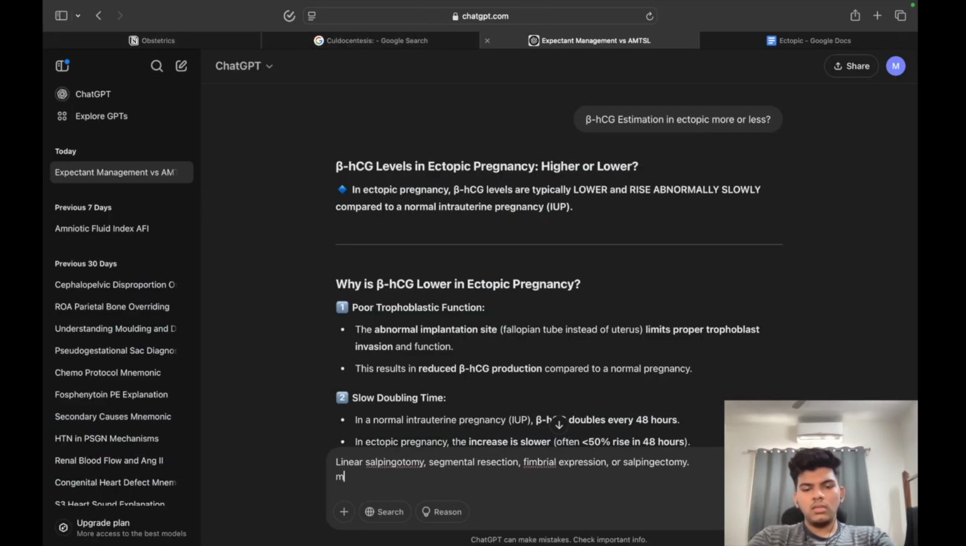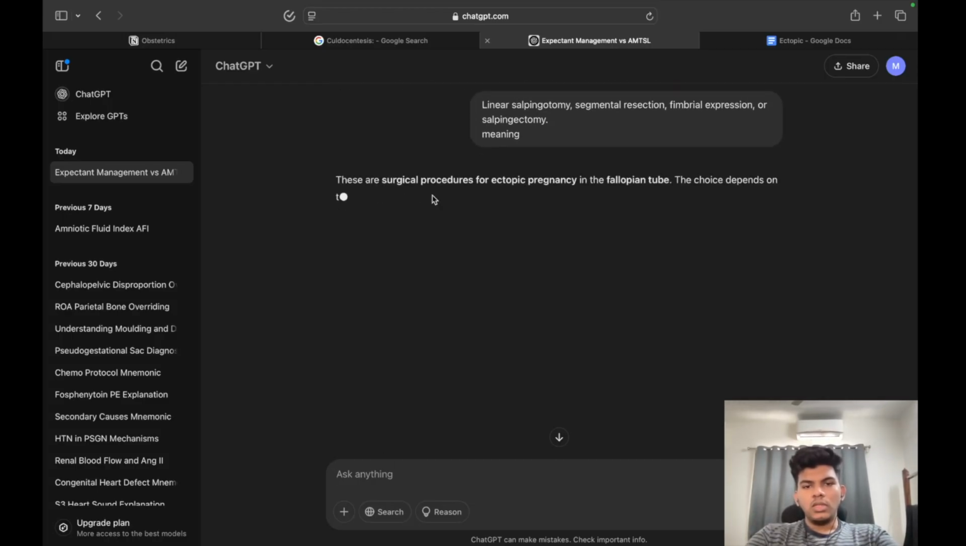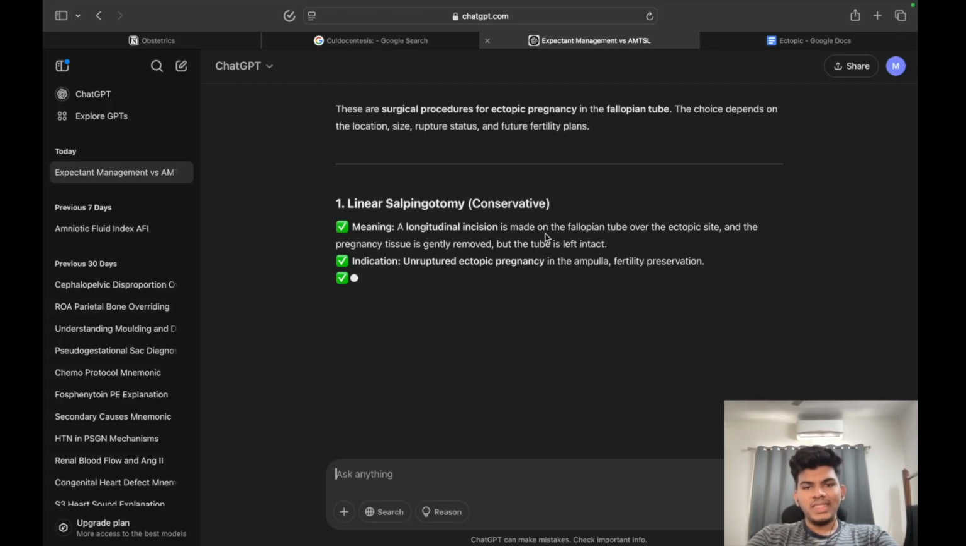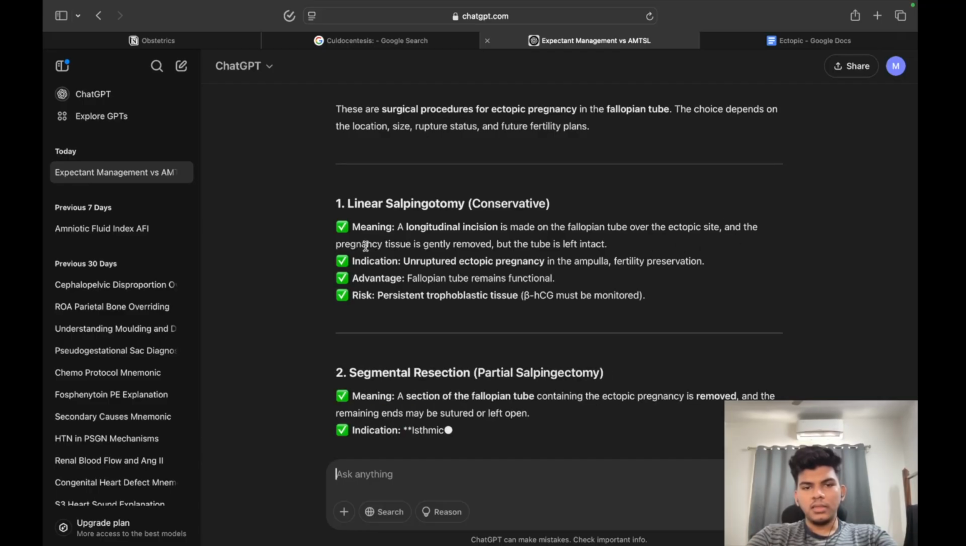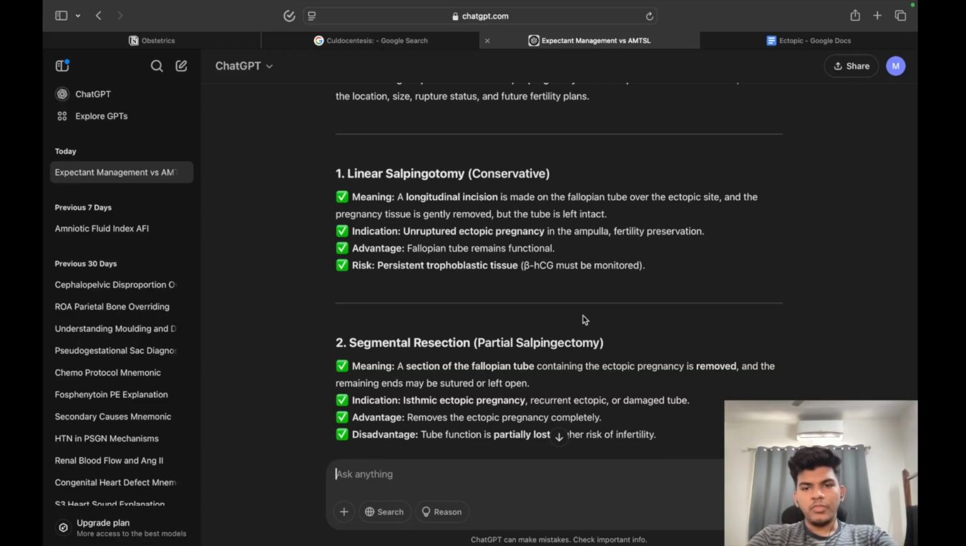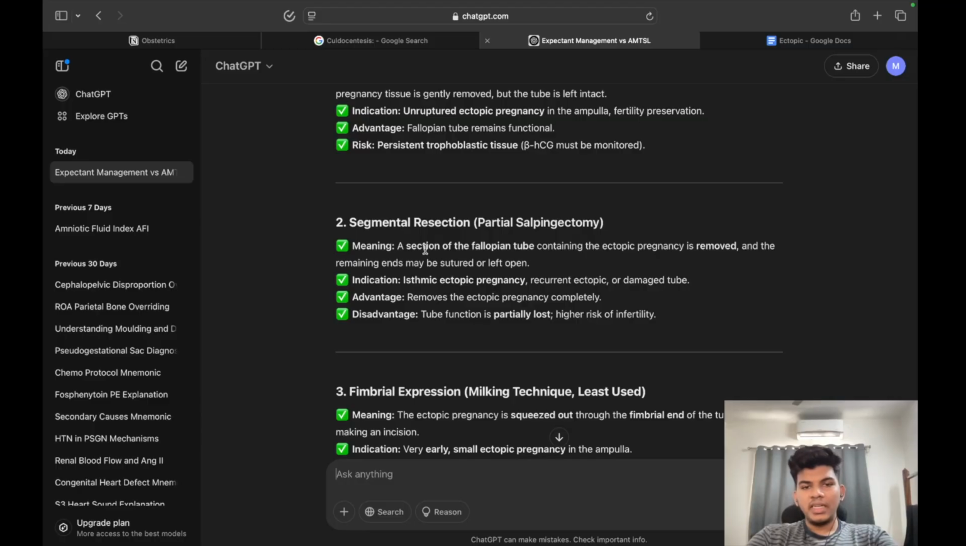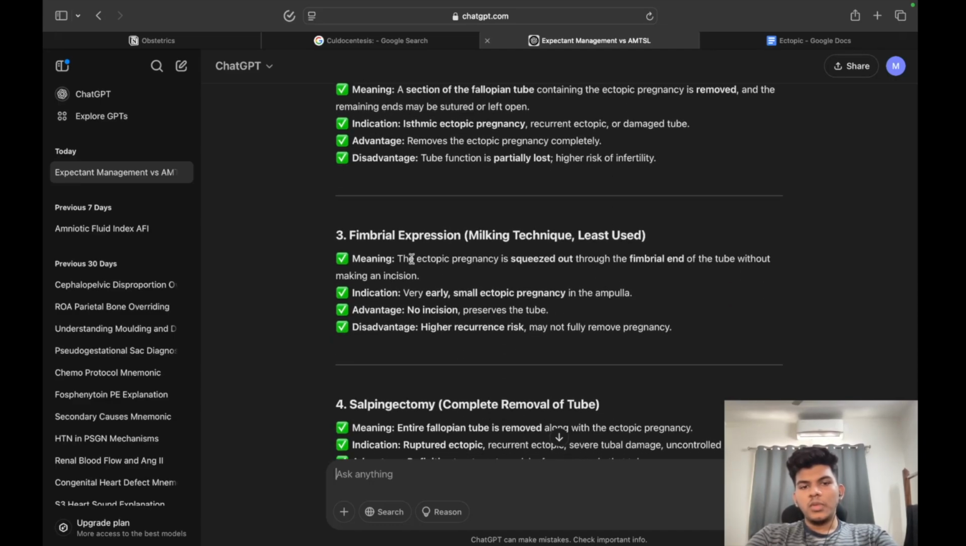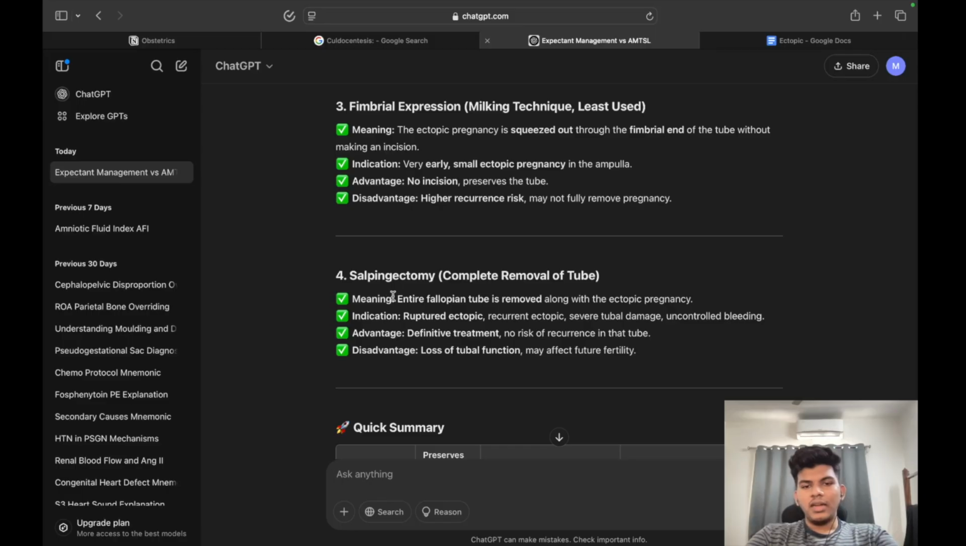Linear salpingotomy: a longitudinal incision is made on the fallopian tube over the ectopic site, in case of tubal, unruptured ectopic pregnancy in the ampulla, for fertility preservation. Segmental resection: the section of the fallopian tube containing the ectopic pregnancy is removed and the remaining ends may be sutured or left open. Fimbrial expression, the milking technique: the ectopic pregnancy is squeezed out through the fimbrial end of the tube without making an incision. Salpingectomy: the entire fallopian tube is removed along with the ectopic.